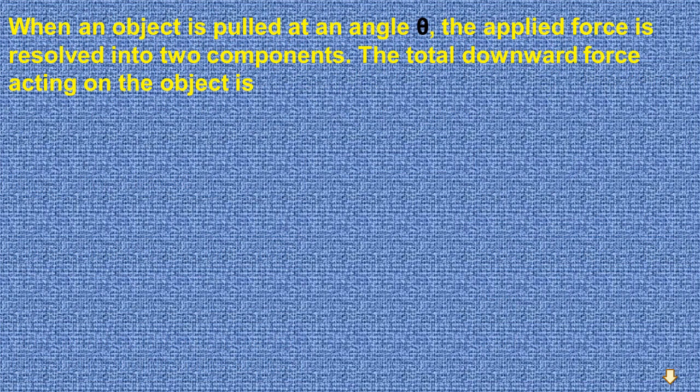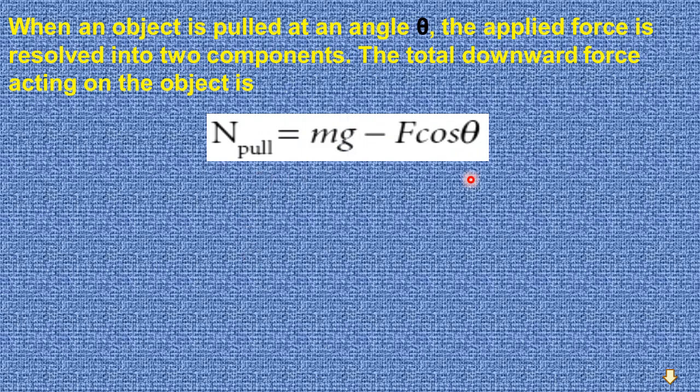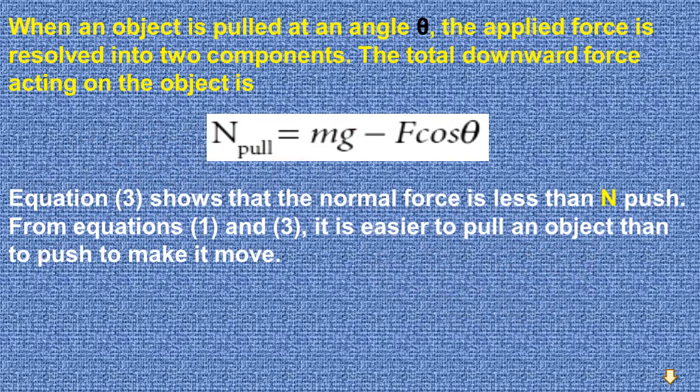When an object is pulled at an angle theta, the applied force is resolved into two components. The total downward force acting on the object is N pull is equal to mg minus F cos theta. Equation 3 shows that the normal force is less than N push. From equations 1 and 3, it is easier to pull an object than to push it to make it move. So finally we come to the conclusion: it is easier to pull an object than to push it to make it move.